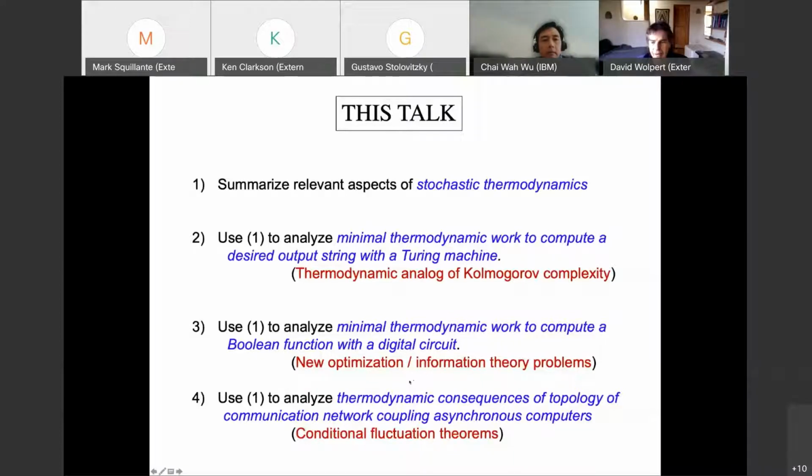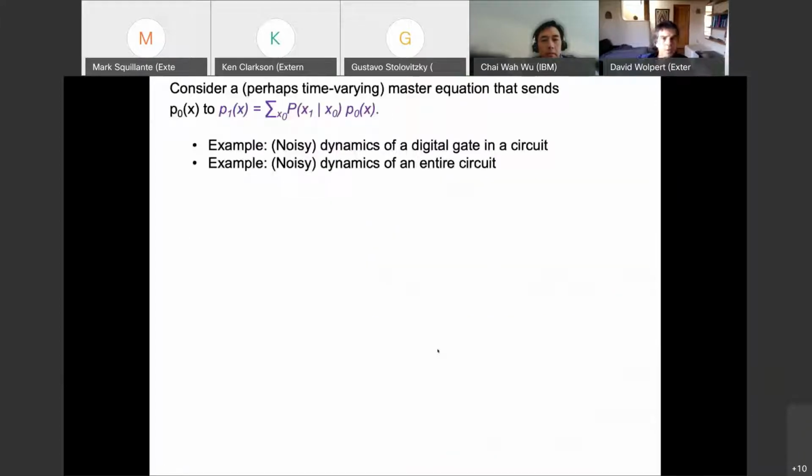It turns out that there are major thermodynamic consequences to the topology of the communication network coupling a bunch of asynchronous computers. When I restrict you to saying you've got to use a particular topology, then I've actually caused a large increase in the Landauer bound and all kinds of fun things. So anyway, away we go.